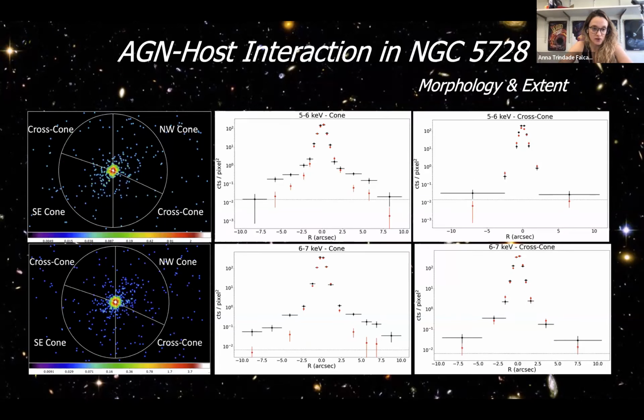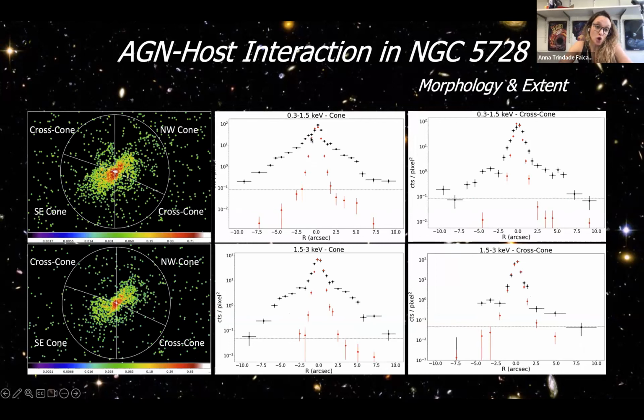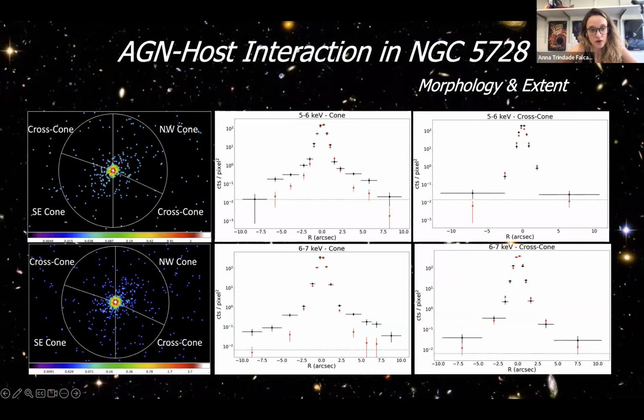So this galaxy shows, again, extended soft X-ray emission. We can see here in the soft band. This extent is more prominent in the cone direction, as we can see, when compared to the model PSF in red, but it also exists in the cross cone direction. Going to higher energies, this is another one of those galaxies in which you can see extended hard X-ray emission. And in this case, we have only hard extended emission detected in the cross cone.